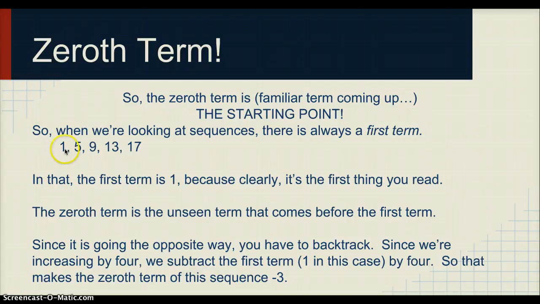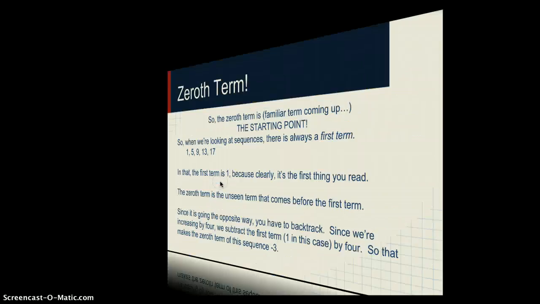So in order to get to it, you have to backtrack. If you can see this, the sequence is progressing by 4, and so in order to go back to get your zeroth term, you have to go back by 4. So 1 minus 4 is -3, and that will be your starting point.